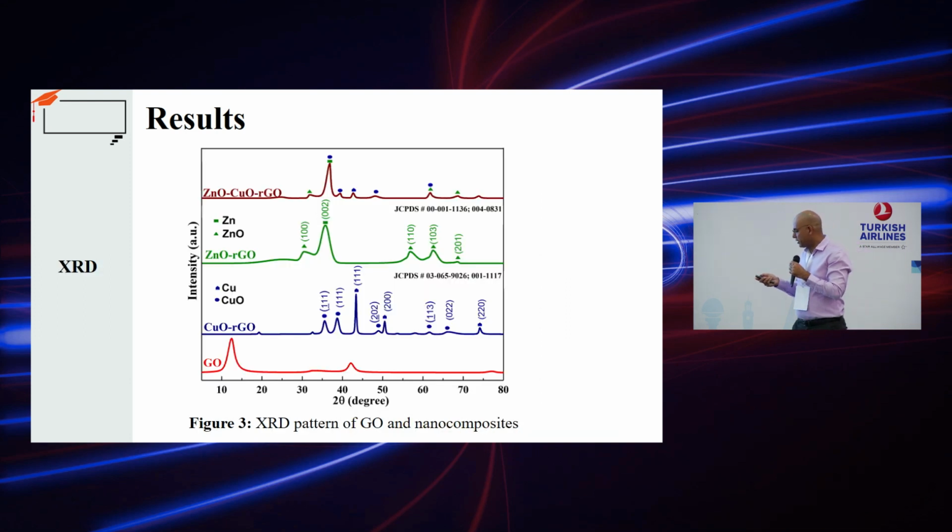So here's the XRD pattern for all four of them. We have graphene oxide, copper oxide, zinc oxide, and then the ternary composite.